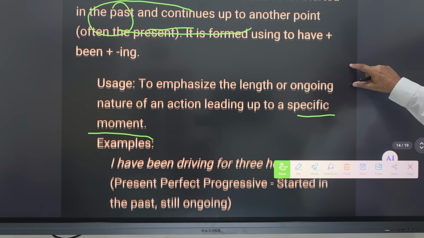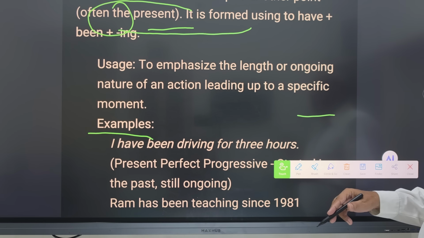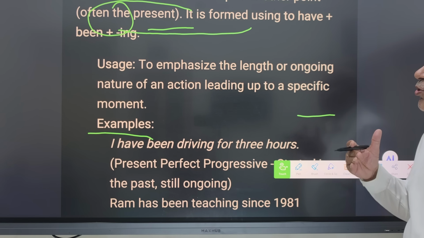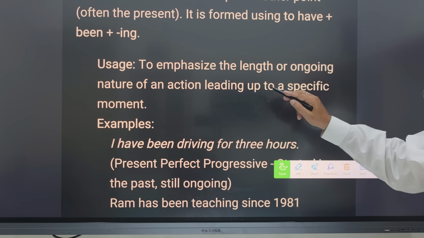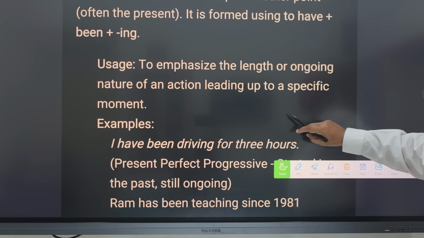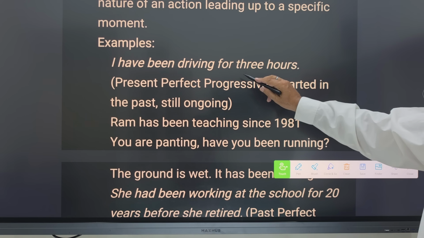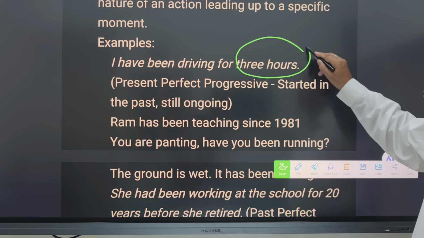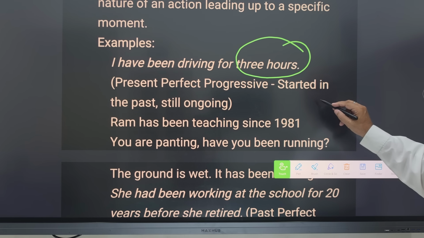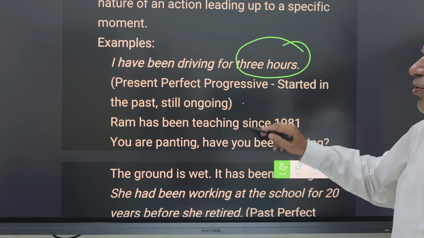Now see, what is the difference? The difference here is that emphasis is on duration. See, to emphasize the length or ongoing nature of an action leading up to a specific moment. Example: I have been driving for 3 hours. The emphasis is on duration, that is 3 hours. Present perfect progressive: started in the past, still ongoing.